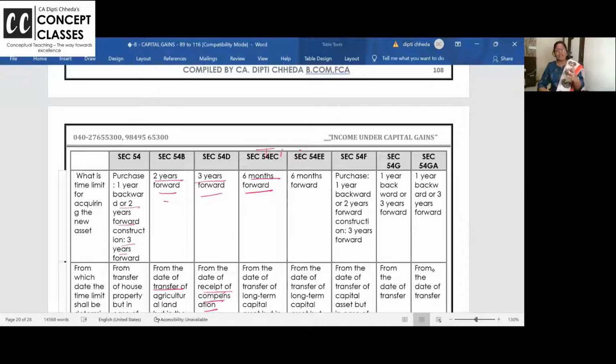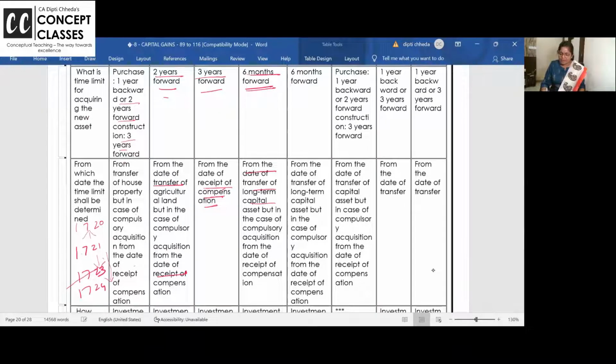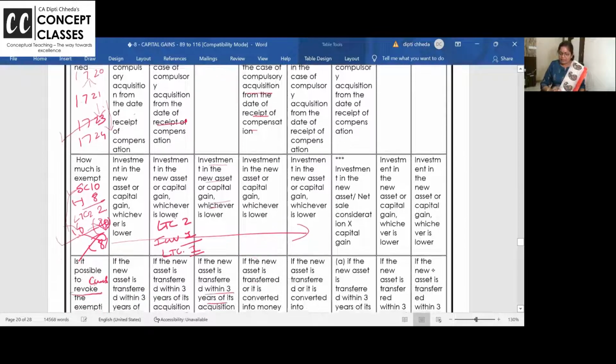Ma'am, for the last 1.5 hours you were giving 2 years of time. Now you're saying only 6 months. How is it possible? How much time do you need to take in buying the bonds? Just make a call to your broker, in your demat account the bonds will come. So 6 months forward time only you have from the date of transfer. And if it is compulsorily acquired, from the date of compensation.